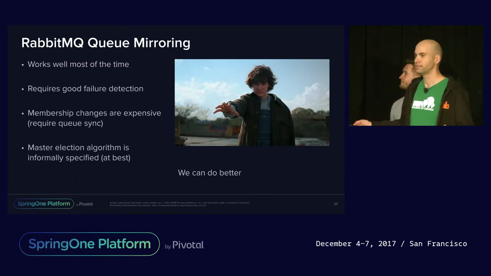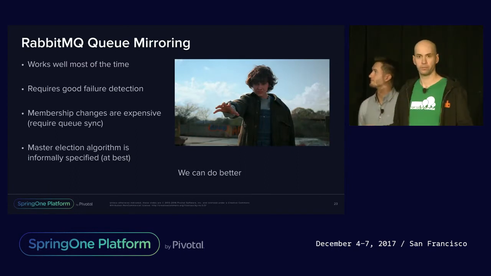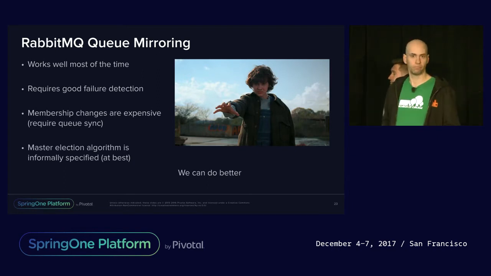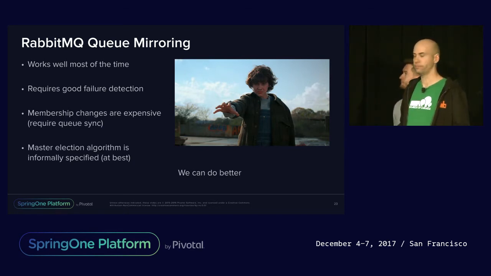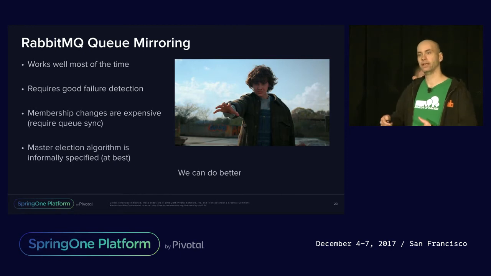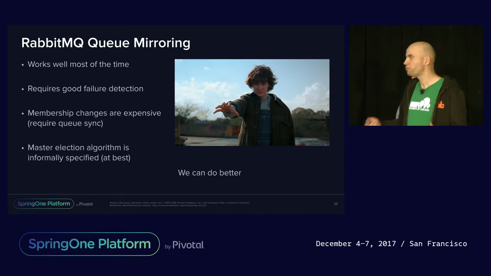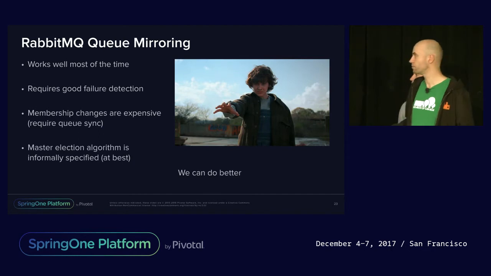That said, RabbitMQ queue mirroring works well most of the time. It's reasonably performant, it's simple, it's relatively easy to reason about. But it does require good failure detection to regain that availability. And membership changes are expensive because they require this synchronization operation, which is expensive. And we haven't covered this, but if the master fails, the algorithm for selecting the next master is informally specified at best. We feel that we can do a lot better than this.